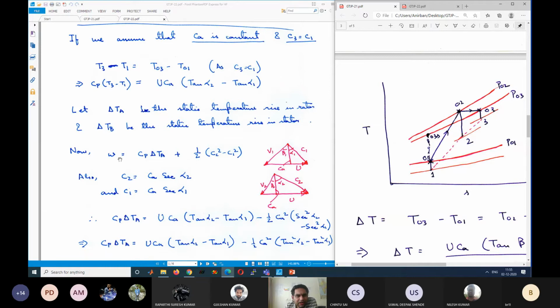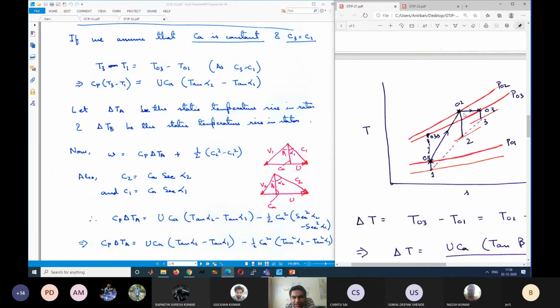So work done is Cp into delta TA, the static temperature rise in the rotor, plus the change in kinetic energy in the rotor, which is half C2 square minus C1 square. Is this line clear to everyone? Why is W equal to Cp delta TA plus half C2 square minus C1 square? It should be clear from this diagram.